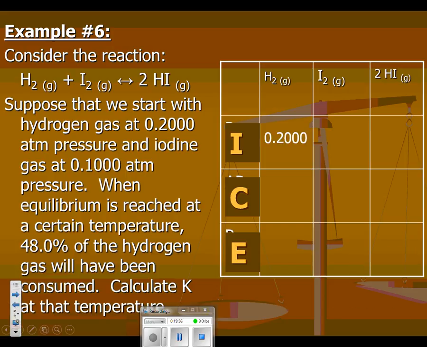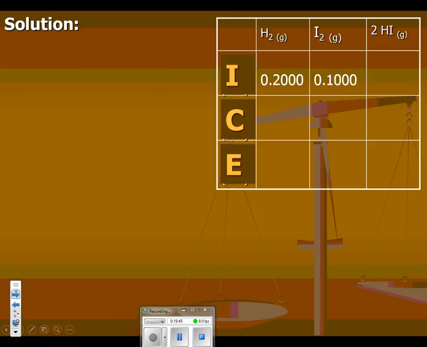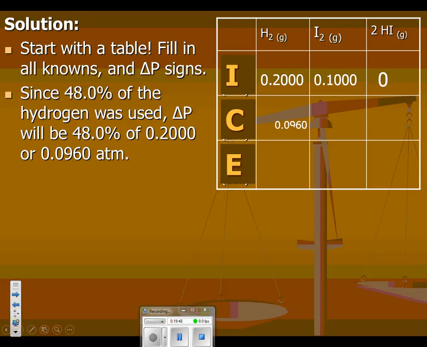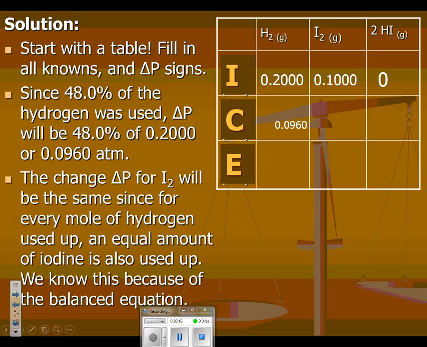So we set up our ice chart again with what we know, and we decide what's going to happen here. You want to actually have a number. So we know the change here. Since 48% of hydrogen was used, the change will be 48% of 0.2. So if we take 48%, remember we're going to go 48 divided by 100, or 0.48, times that to get 0.096.